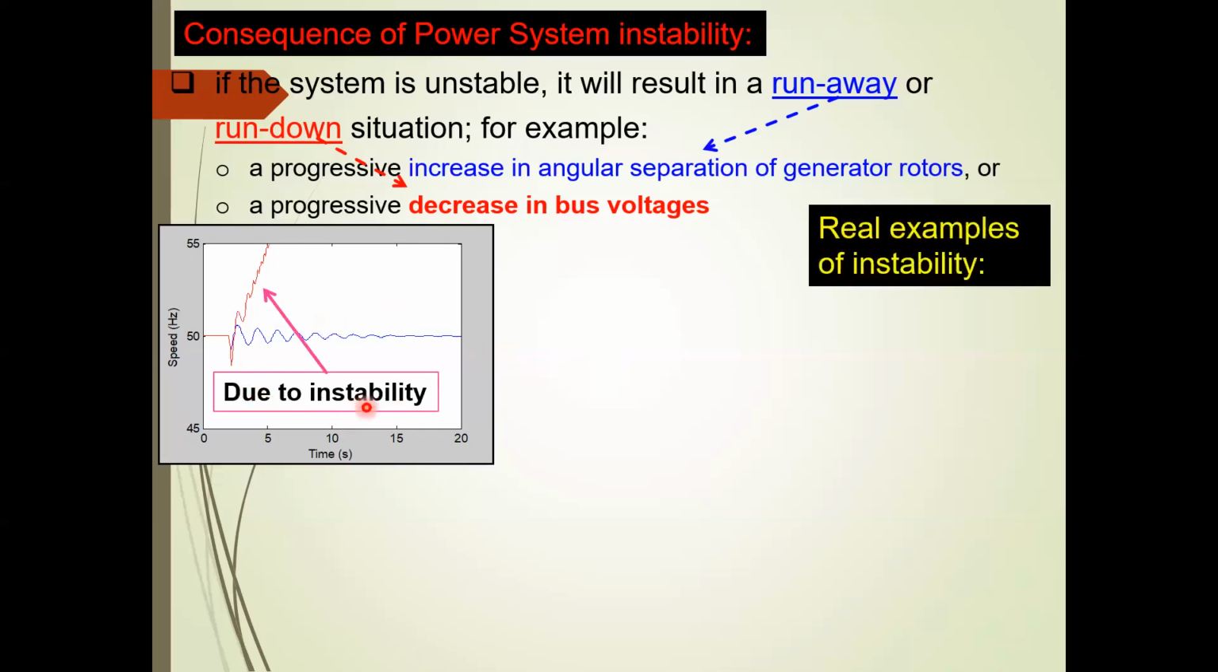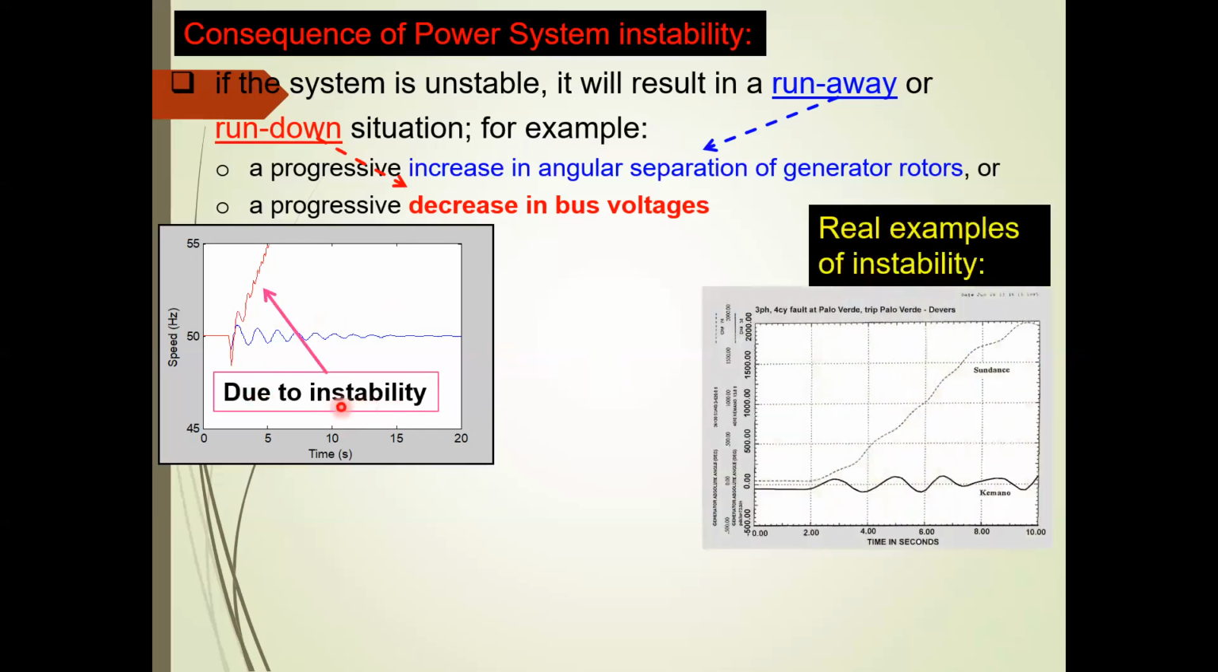Next, I just want to give some real examples here. In this case, as I said, the runaway situation: you have the increase in the angle between the generator rotors, or it will be the bus angle basically. What you find here is that because of the disturbance that took place, the bus voltage of Kemau, this is here, and the bus voltage of Sundance.